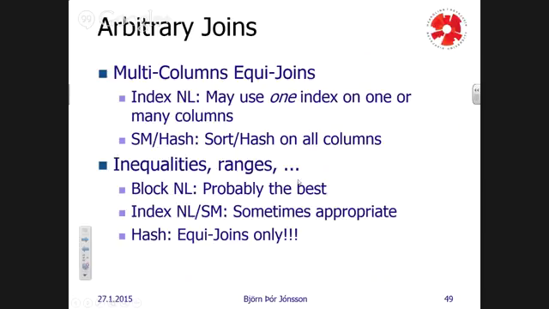Actually, if you have an equijoin on many columns, that's kind of simple, right? You can do a hash function on all columns or a sort on all columns. Doesn't matter. But here, for example, when you have an inequality or a range or not equal, you just can't use hash join. Why can't you use hash join?